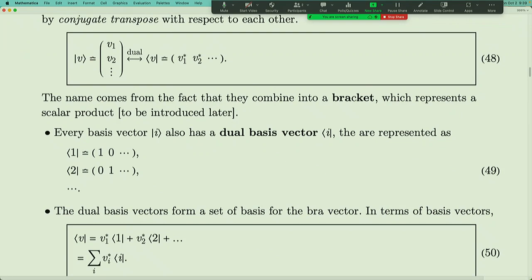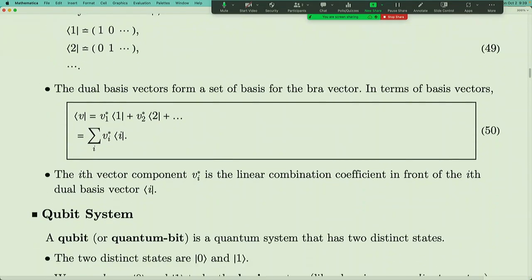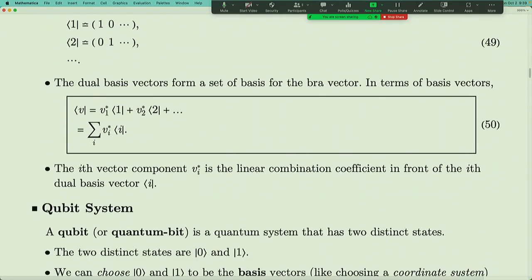So every basis vector also has a dual basis vector. Previously, we said a basis ket vector is a column one-hot vector, and its dual vector is a row vector, also one-hot, represented in this way. Any bra vector, again, can be written as a linear superposition of all these basis vectors.